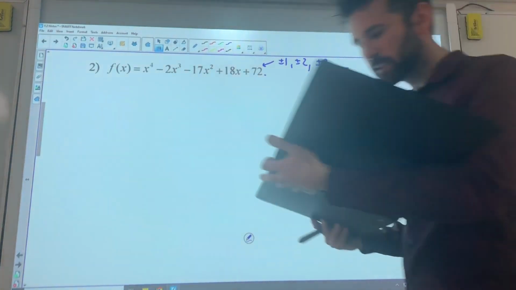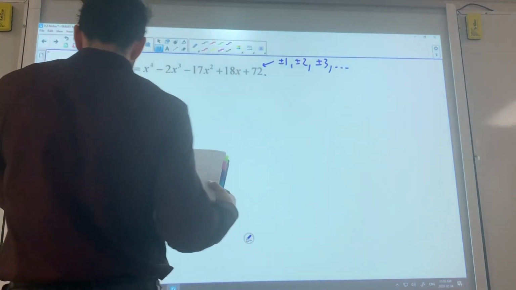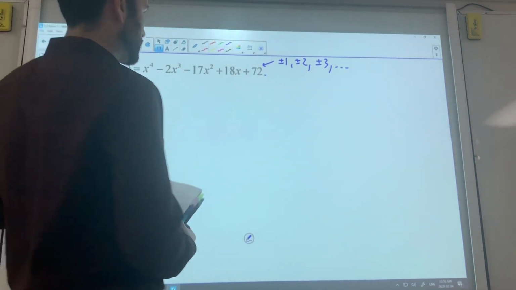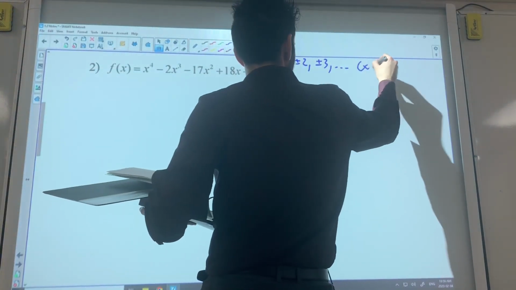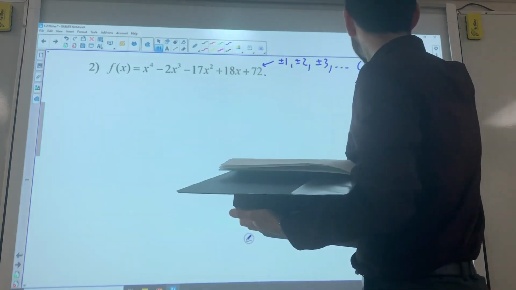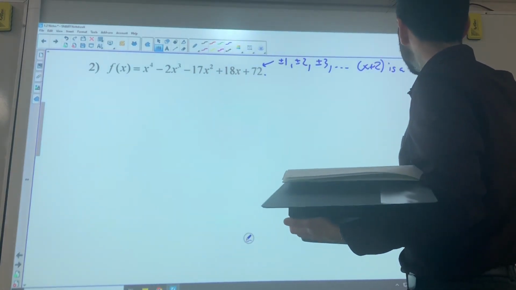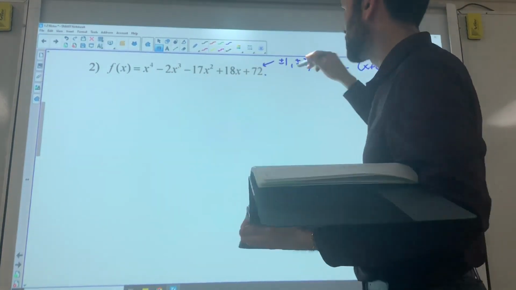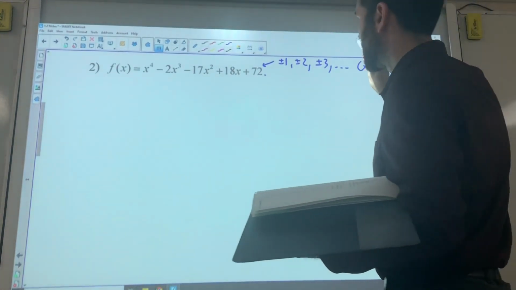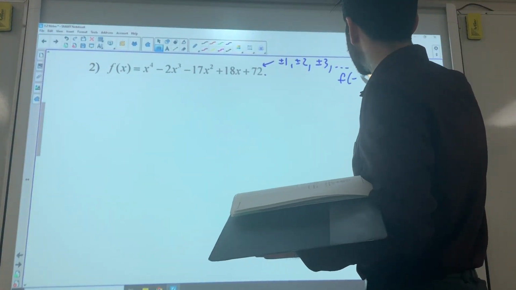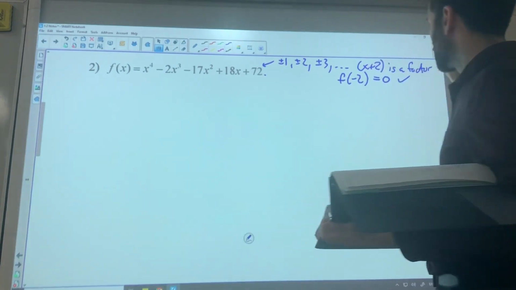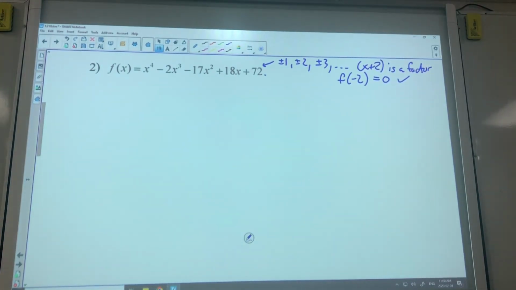Now, I'm going to cheat. I'm going to look, because I did this before. I got that x plus 2 ended up working. Right? But how would you have known that? You would have to plug in negative 2 and make sure you get 0. Okay, so I'm just going to write f at negative 2 equals 0. You can confirm that yourself.